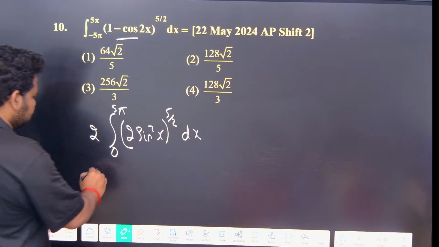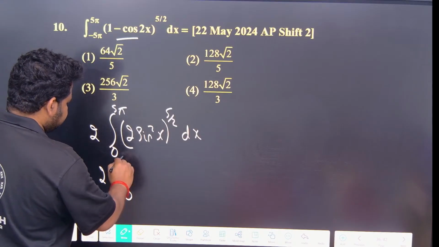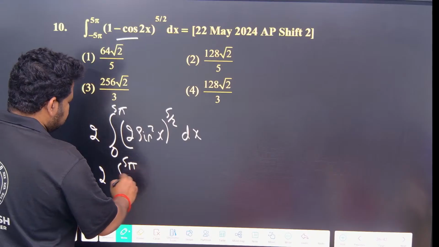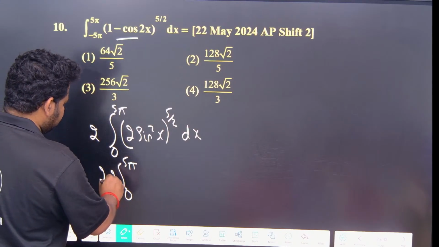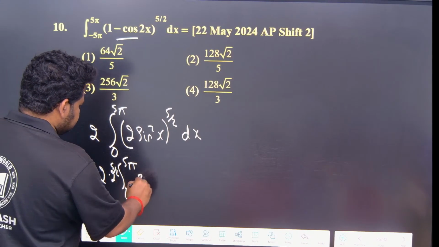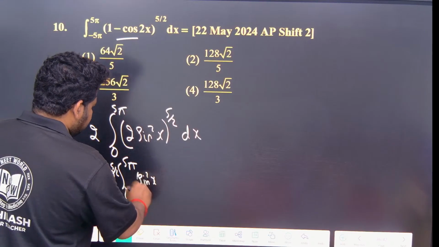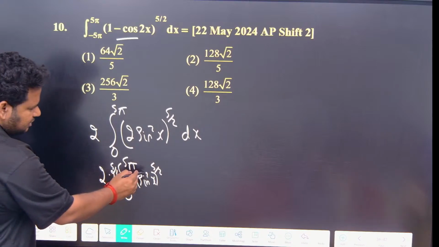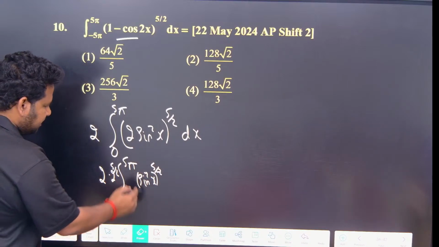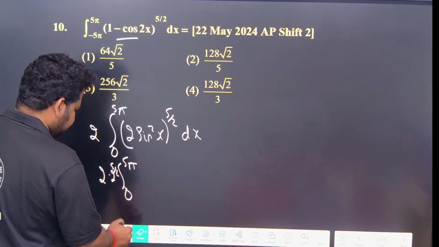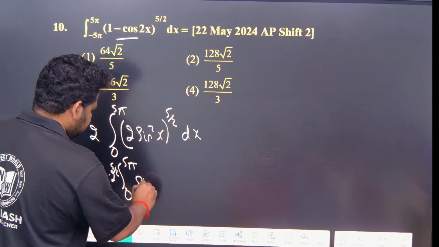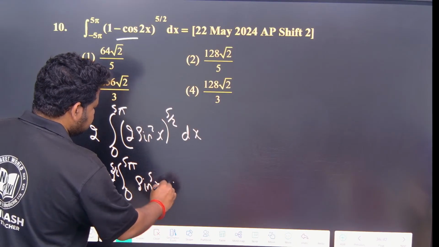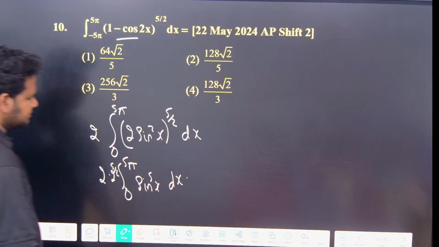Now what I will do is 2 times 0 to 5 pi. If I bring 2 outside, this will become 2 to the power of 5 by 2 into sin square x to the power 5 by 2. Correct? The 2 I can cancel, so this will become sin power 5x dx.